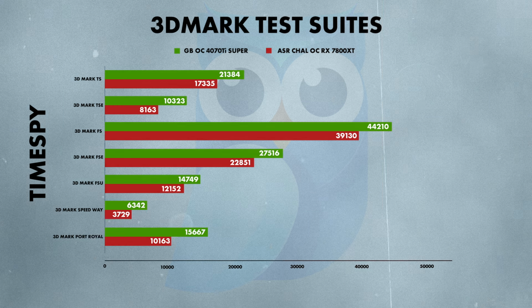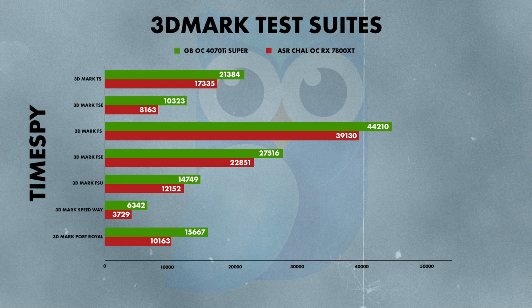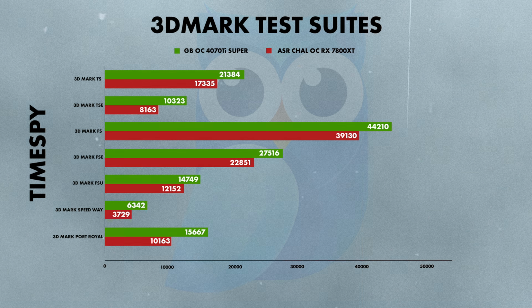And for Port Royale, 15,667 versus the 10,163 of the 7800 XT. Just note that going forward, I'm not going to be reading out the scores every single time. We're just going to be summarizing in general.